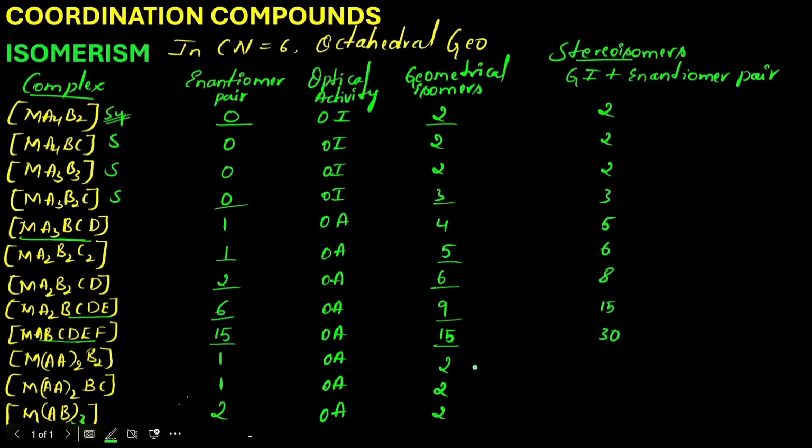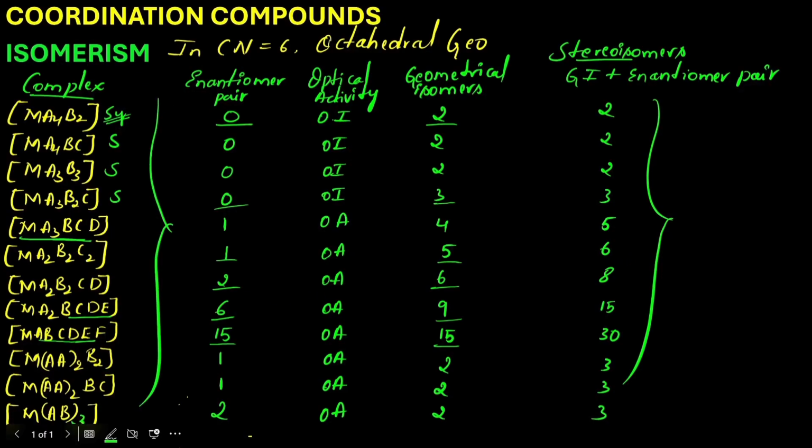Next 2 plus 1 is 3. Again 3 and again 3. These are the number of stereoisomers obtained for the complexes that we have mentioned here. Next we will take few other complexes of octahedral geometry.